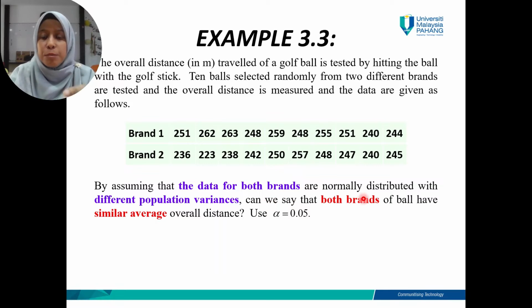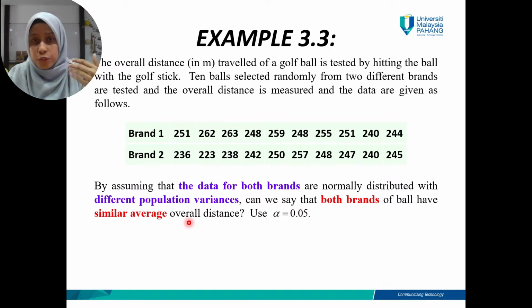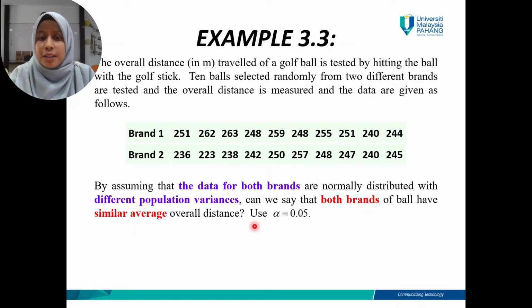can we say that both brands, so they are asking for a certain claim, they're asking for you to tell whether this is true or not. So the only way to test whether a certain statement is true or not is by using hypothesis testing. So this is an indirect way to ask you to conduct hypothesis testing. Alpha is given as 0.05. So first now let us try to understand variable, sample, population.